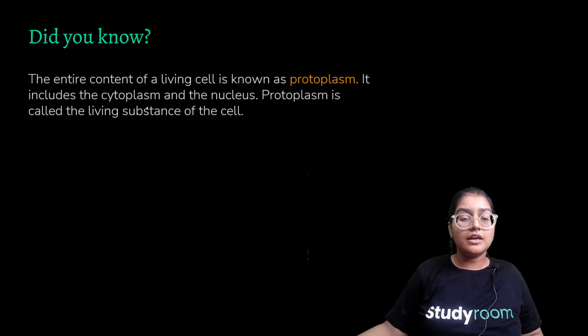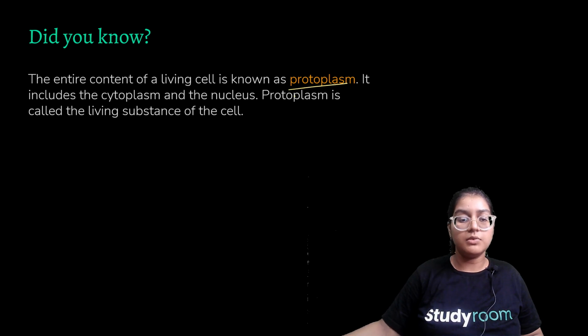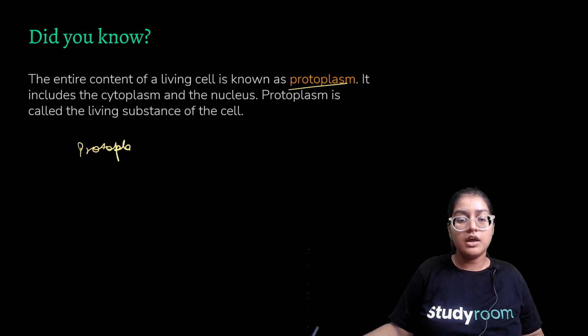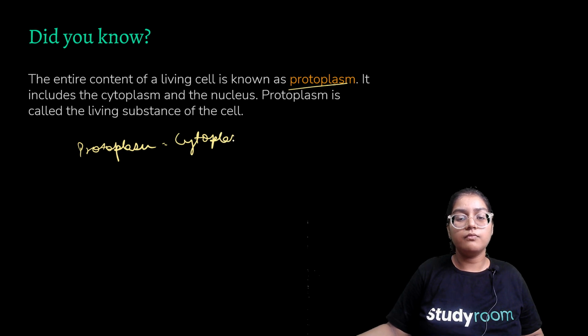The entire content of a living cell is called protoplasm. It includes the cytoplasm plus nucleus. So what is the simplest definition of protoplasm? Protoplasm is the cytoplasm plus nucleus.